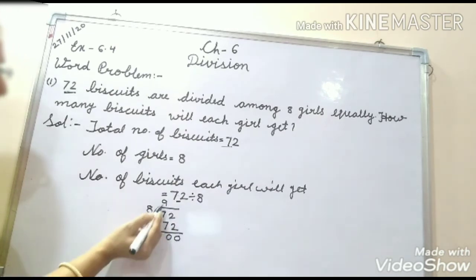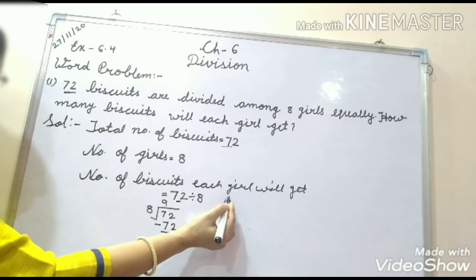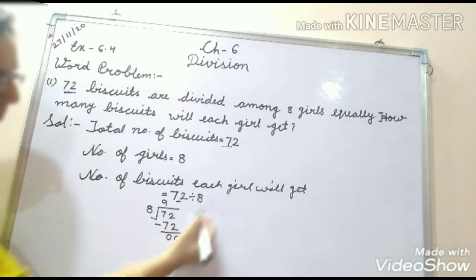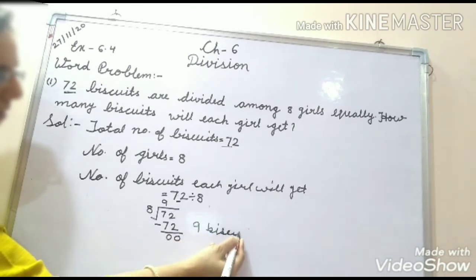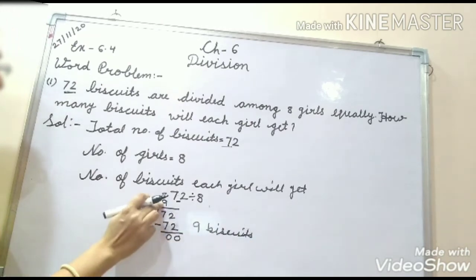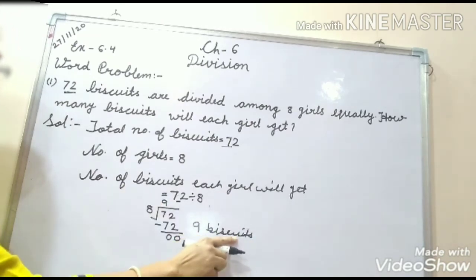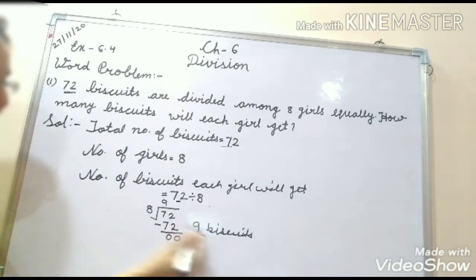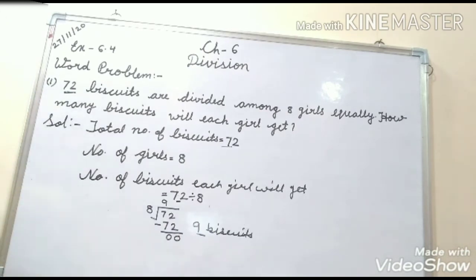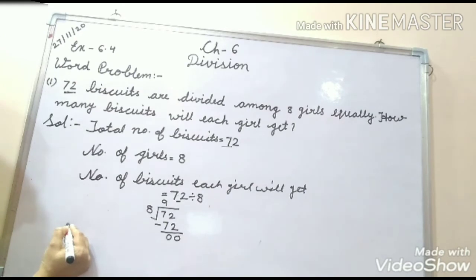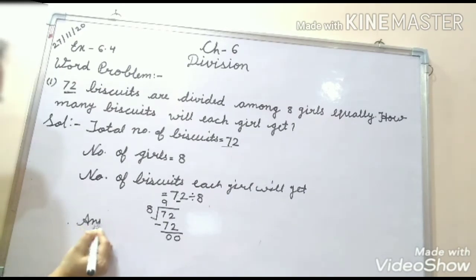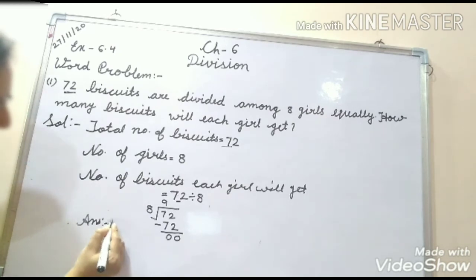Children, the quotient that is coming here is the answer to this question. That is 9, meaning 9 biscuits. That means each girl, one girl, will get 9 biscuits. So you will write the answer here. First you write the statement, then you perform division, and below it you write the answer. Answer is 9 biscuits.